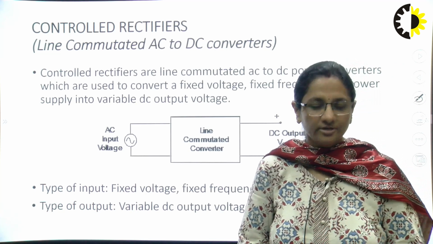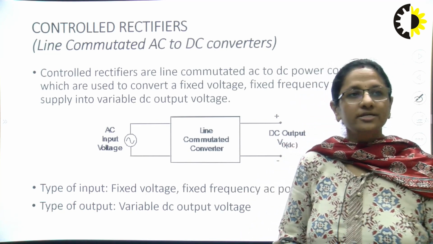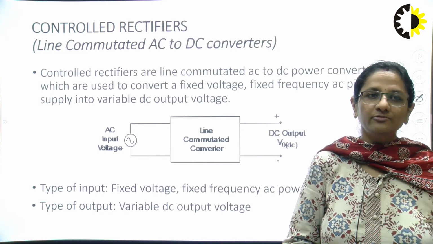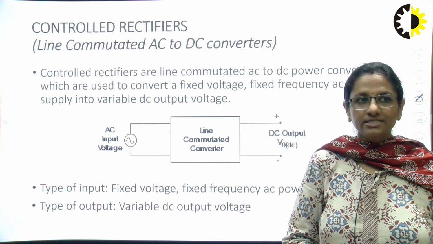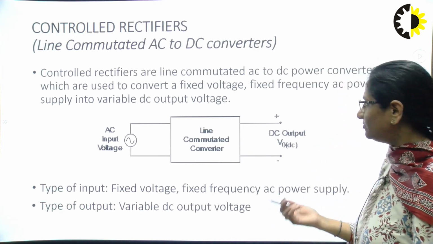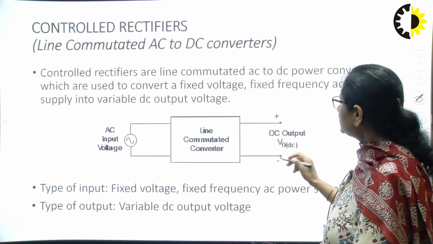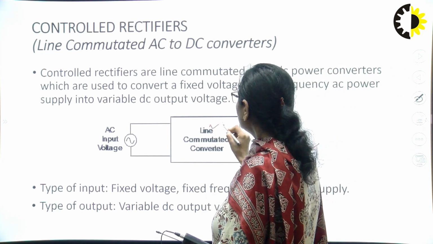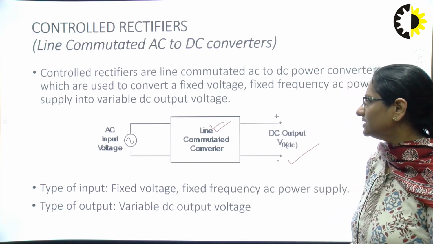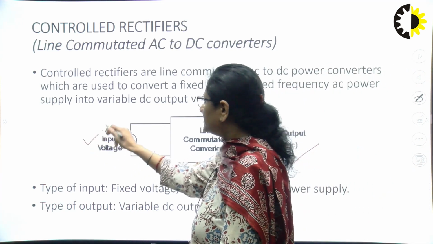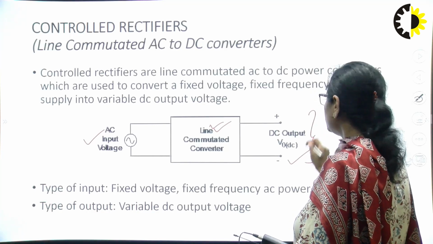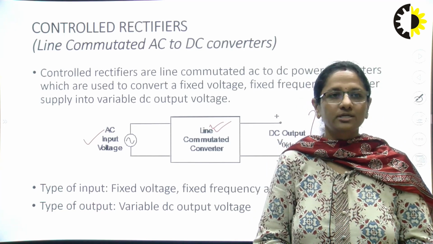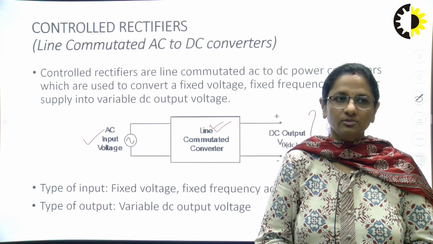So, controlled rectifiers or controlled converters. Controlled rectifiers are line commutated AC to DC power converters which are used to convert a fixed voltage, fixed frequency AC supply into a variable DC voltage. The same can be seen from this block diagram. This block represents a line commutated converter. The input to this converter is AC input and the output is DC output. In this case, we are discussing controlled converters or controlled rectifiers, so the DC output is going to be variable in nature.